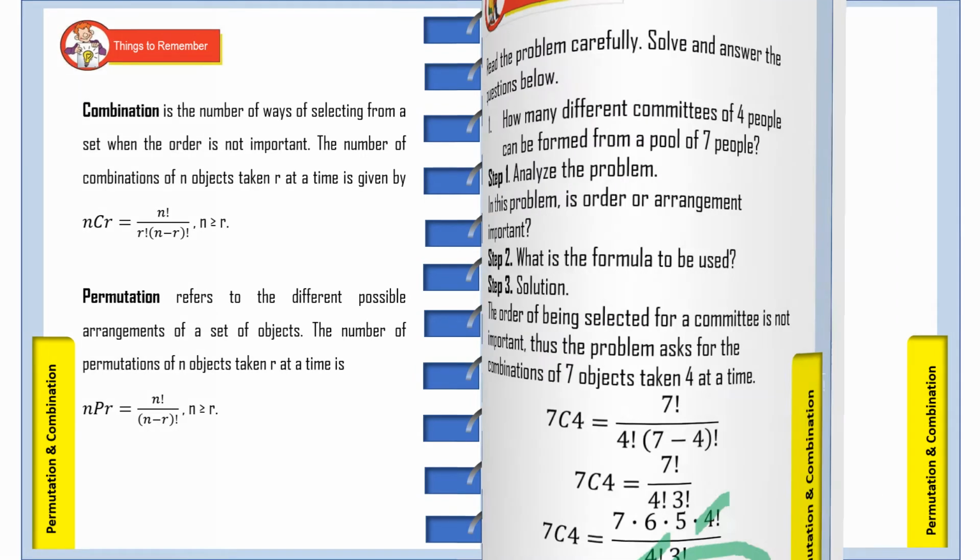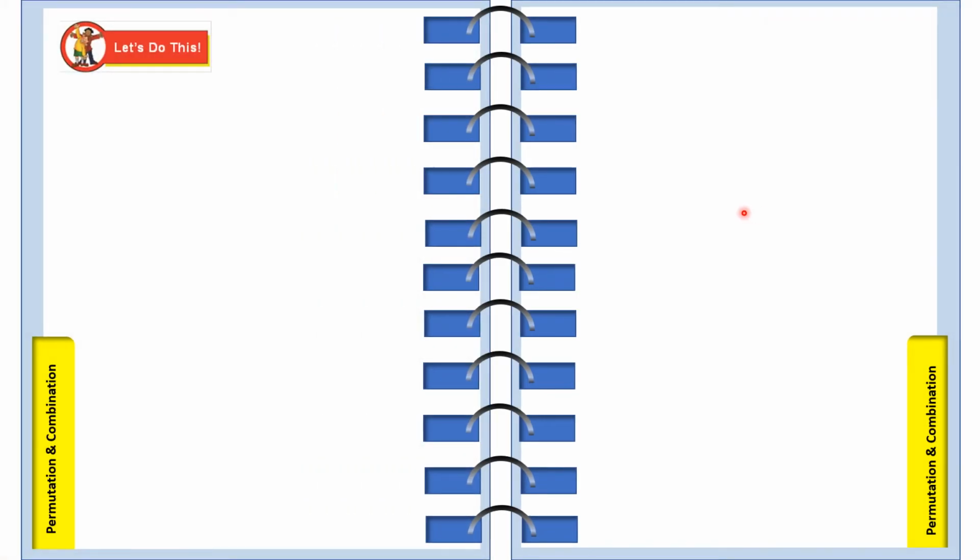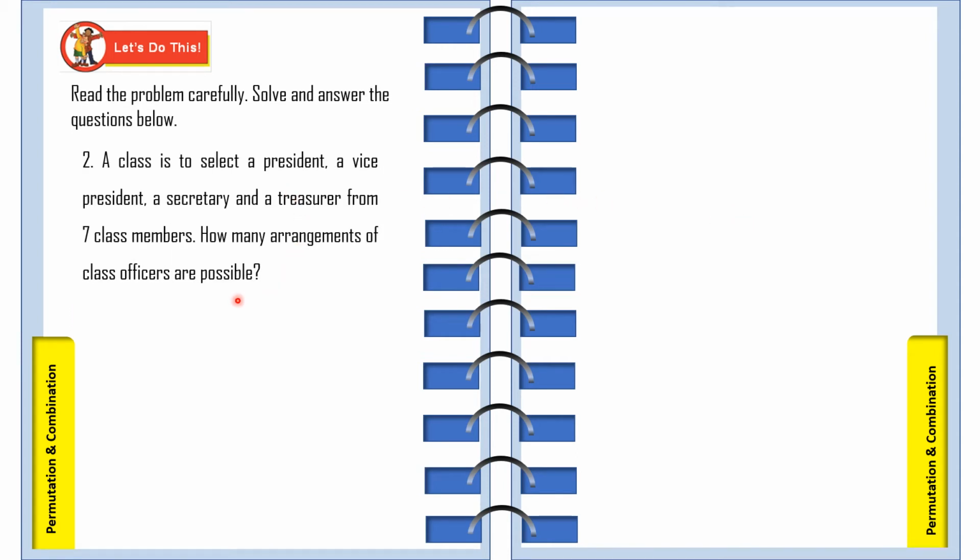Okay, let's continue. Let's have our second question. A class is to select a president, a vice president, a secretary, and a treasurer from 7 class members. How many arrangements of class officers are possible? Okay, step 1, analyze the problem. In this problem, is order or arrangement important? What's your answer? Is it a yes or a no?